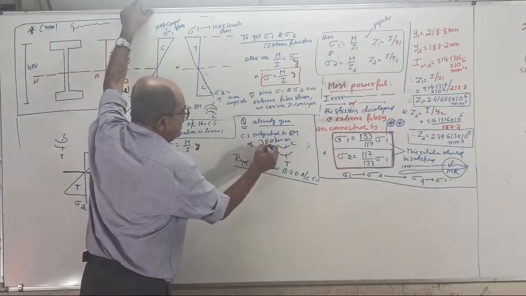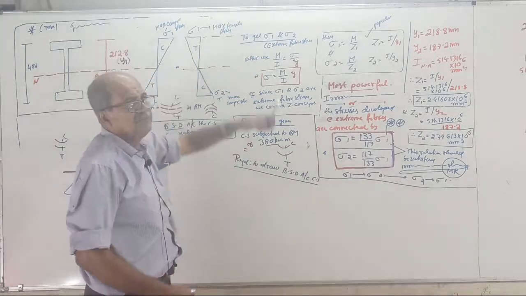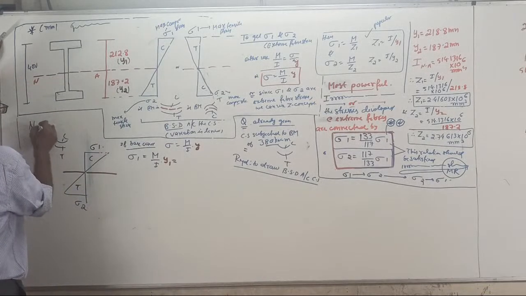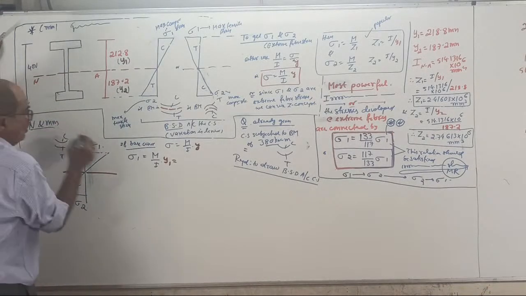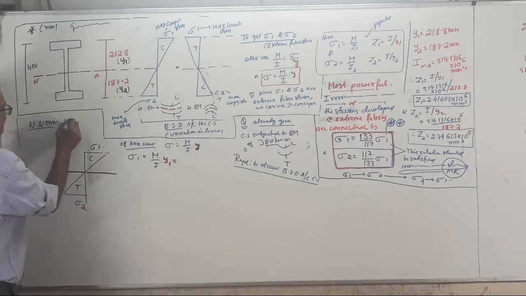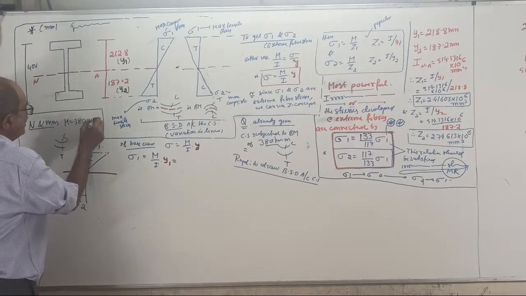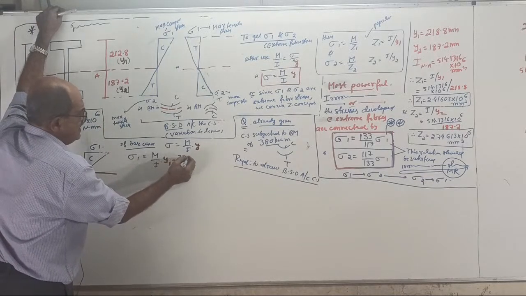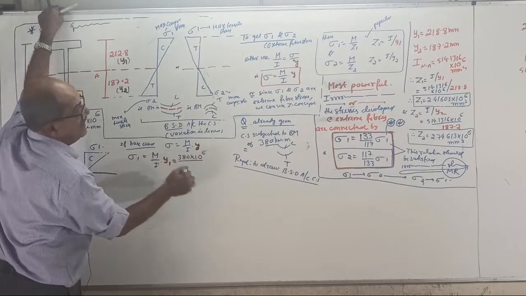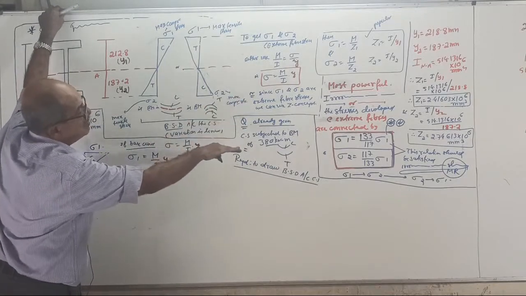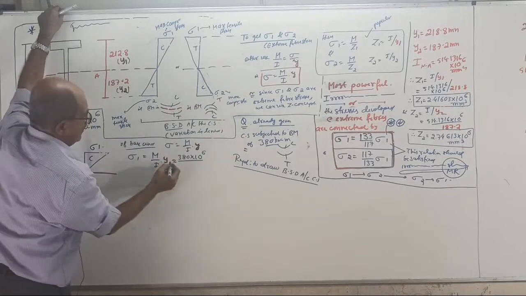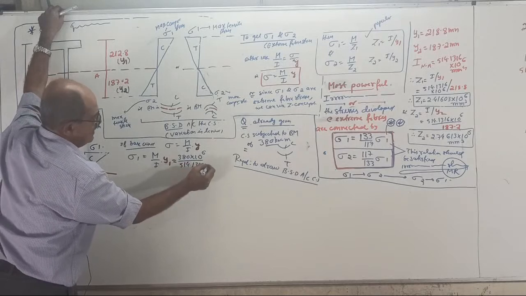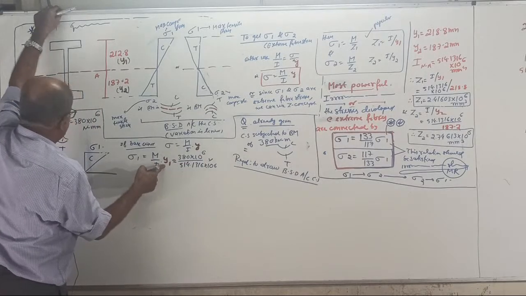M is 380 kN·m. Remember, all substitutions will be in newtons and millimeters. Therefore, that M will become 380 × 10^6 N·mm. So it is 380 × 10^6 divided by I, which is 514.1316 × 10^6, into y, which becomes y1.